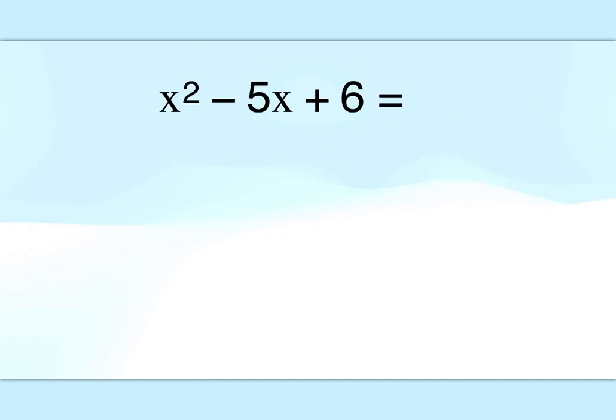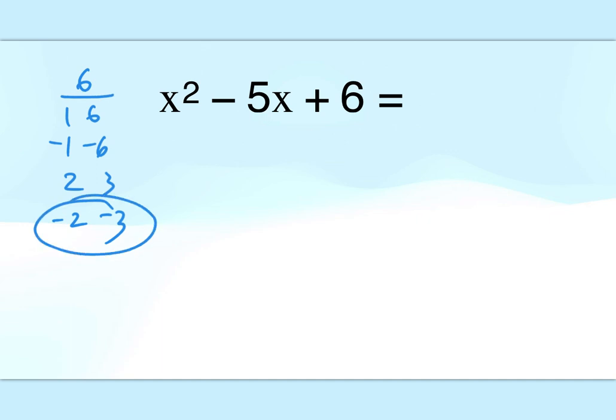Same idea. What are we multiplying to? No, we're multiplying to 6. The last term is the multiplying term. And it's a positive 6. So they're both positive or both negative. So 1 and 6 or negative 1 and negative 6. 2 and 3 or negative 2 and negative 3. Which pair adds to negative 5? x minus 2, x minus 3.